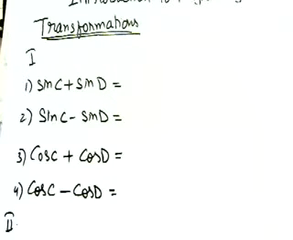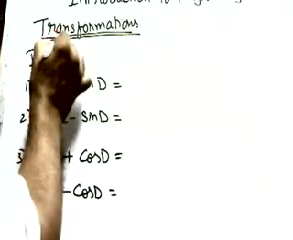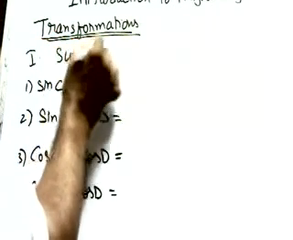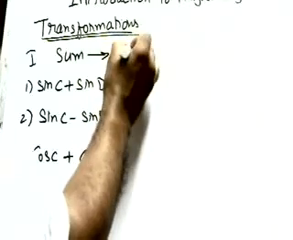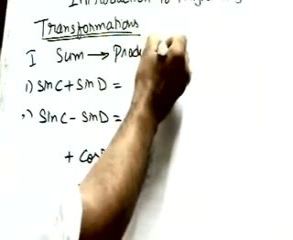Now the next is transformations. For transformations, we have only 8 formulas. 4 formulas are from sum to product. See here, these 4 formulas are called sum to products.